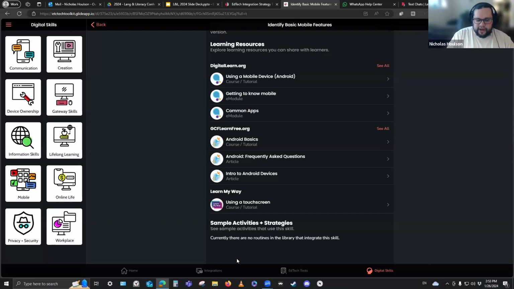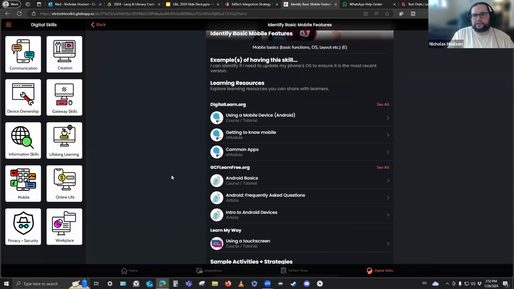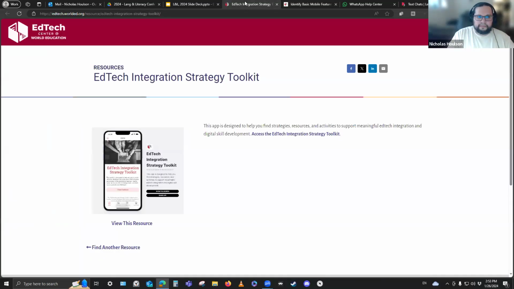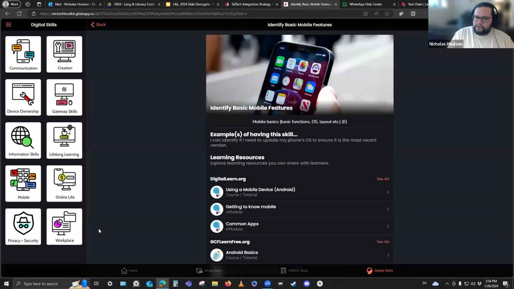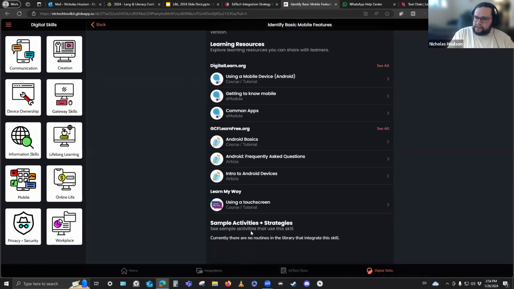Sample activities plus strategies. Currently, there are no routines in this library. Oh no. Earlier, I mentioned the Digital Skills Library, which is a parallel resource hosted by the same organization, the EdTech Center. And they will have a more robust list of sample activities and strategies. If this toolkit doesn't have a sample for your desired outcome, the Digital Skills Library is a good backup.